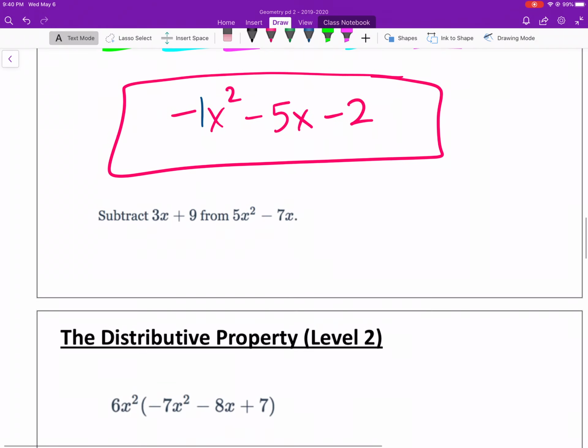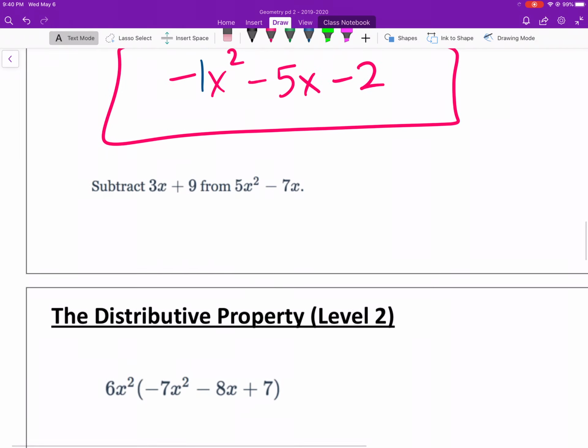All right, and we're not actually going to go through this one fully where it says subtract 3x plus 9 from 5x squared minus 7x, but you might get a question like that in that section of Delta Math. And it's a little bit tricky whenever it's worded like this. We're taking 3x plus 9 from 5x squared minus 7x. So you might have just thrown a subtraction sign in between this.